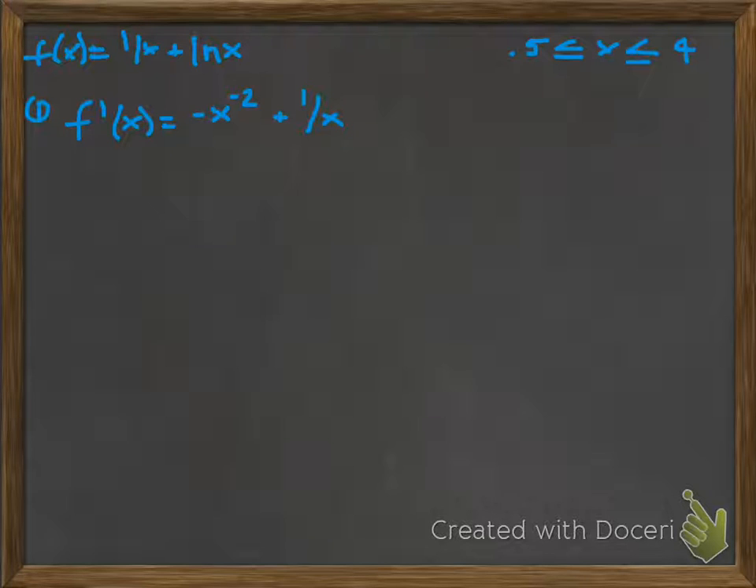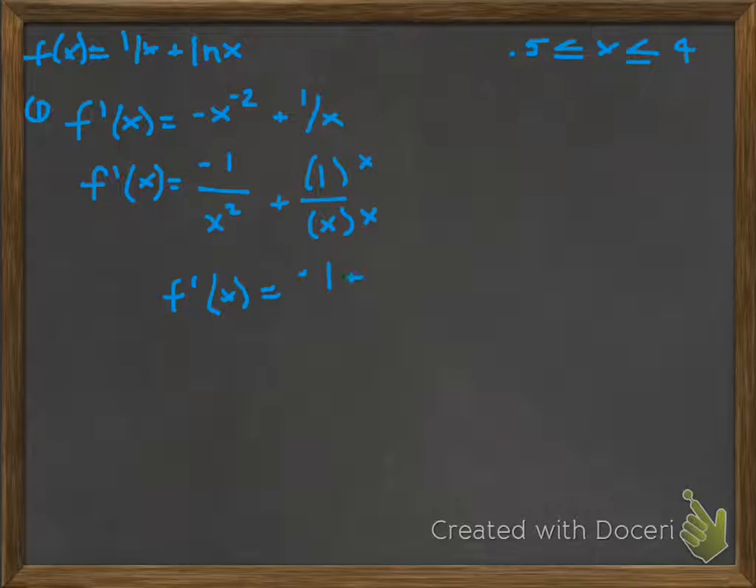And so we are going to simplify the derivative further. And by that I mean move this negative power to the bottom of a fraction. So negative 1 over x squared plus 1 over x. And right away here we're going to multiply this second fraction, the top and the bottom, by x to get common denominators. And so we are going to simplify our derivative one last time. So f prime of x equals negative 1 plus x over x squared. And that is our step 1, finding the derivative of our function.